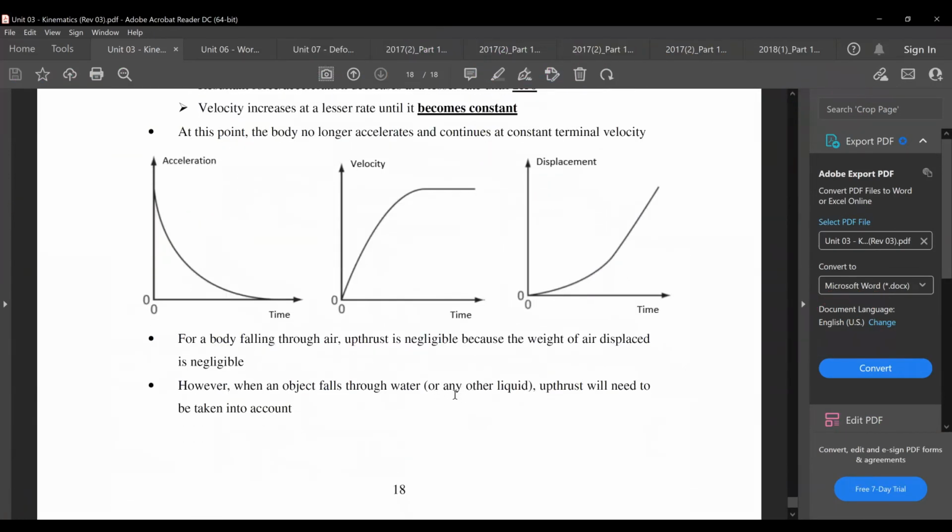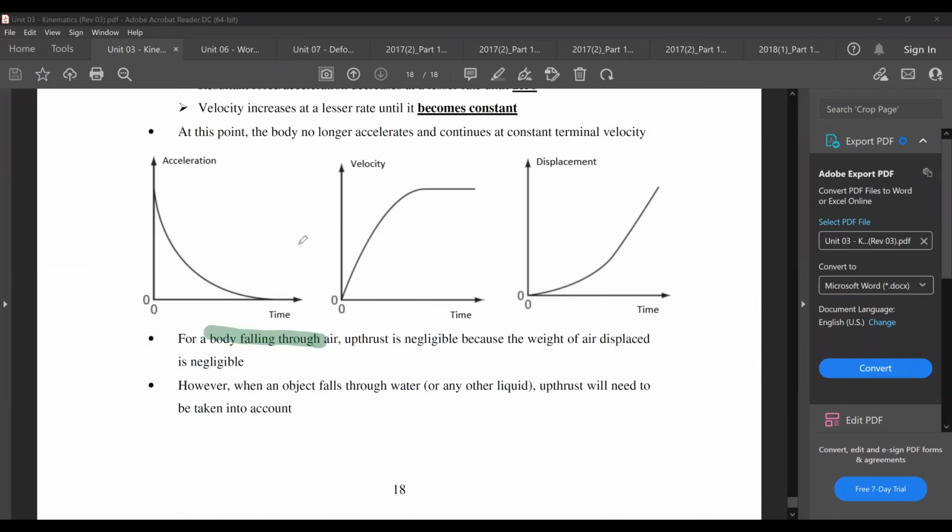Right. Now, the last two statements here, we mentioned to you that for a body that falls through the air, normally we don't consider upthrust because the weight of air displaced is negligible. Remember in one of the previous chapters, we mentioned that upthrust is equal to the weight of liquid or fluid displaced, but we normally don't bother about it for air or gases because the weight is very little. So now, if you have something that falls through water or any other liquid, you need to consider upthrust.